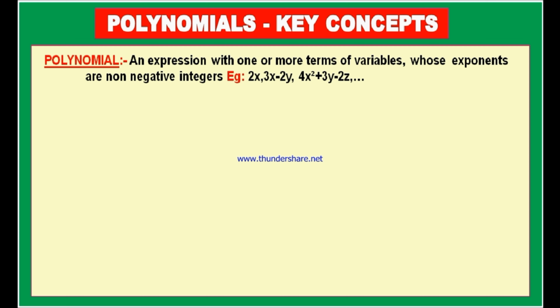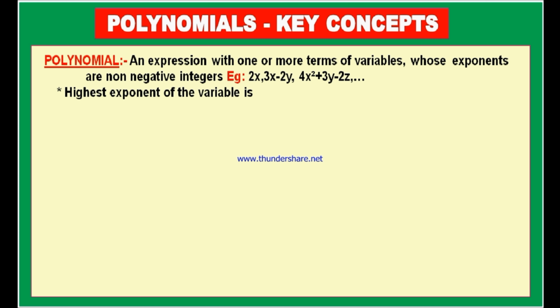Okay, now there are some points to note down. First point is the highest exponent of the variable is called the degree of the polynomial. I shall repeat, the highest exponent of the variable is called the degree of the polynomial. Look at the polynomials that are given as examples in the above case. One polynomial is 2x, the second polynomial is 3x minus 2y, and the third polynomial is 4x square plus 3y minus 2z.